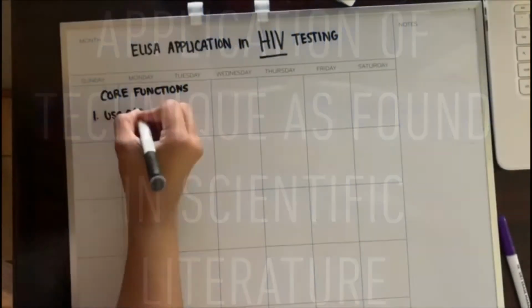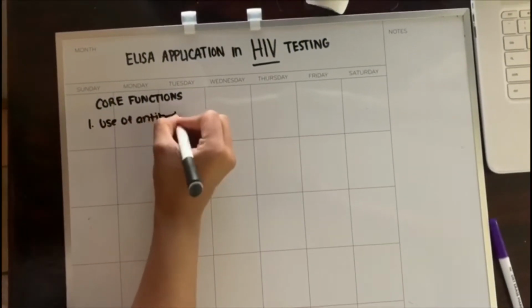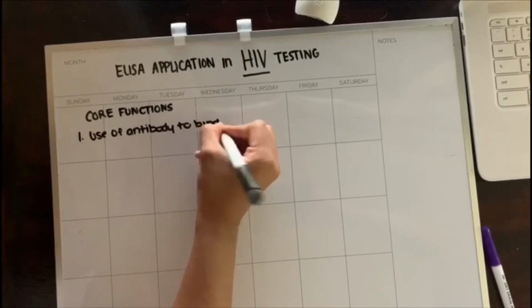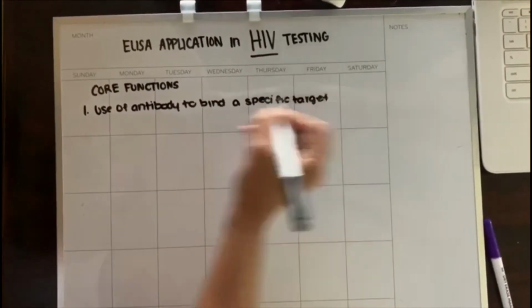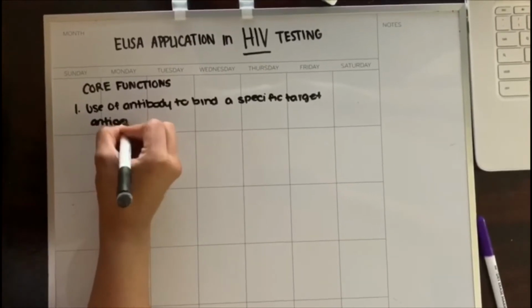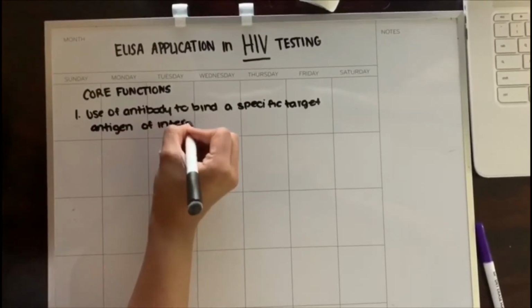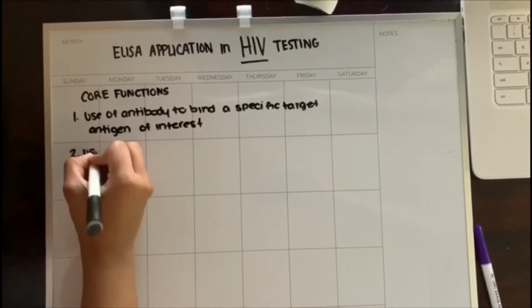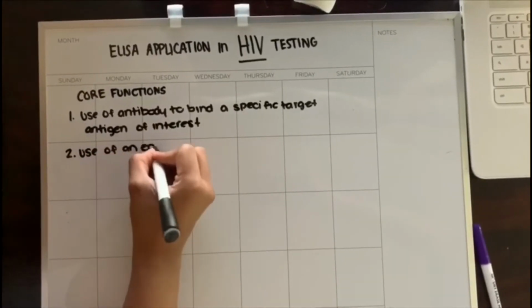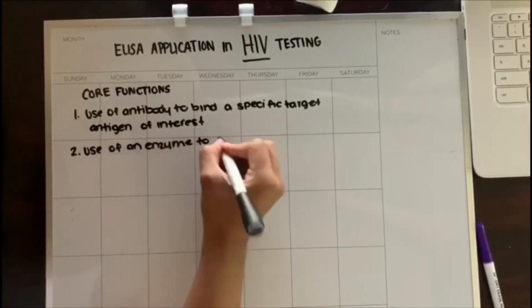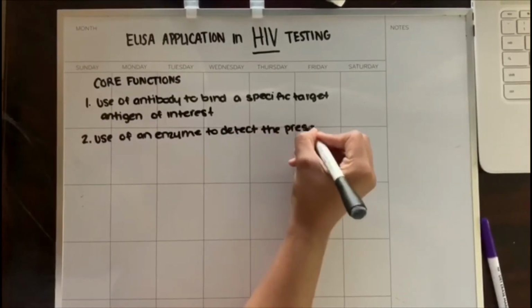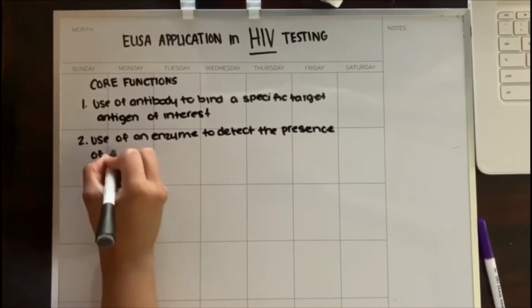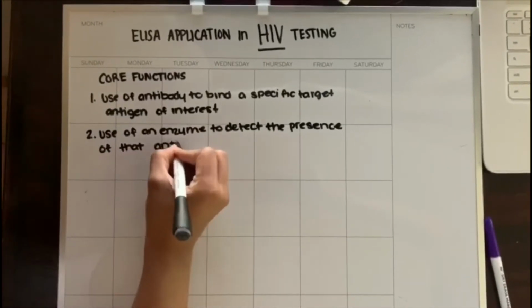Hello, welcome to the last part of the ELISA instructional video. We will be analyzing the application of ELISA in HIV testing. ELISA stands for Enzyme-linked immunosorbent assay. As you have probably seen earlier in the video, ELISA consists of mainly two core functions. These core functions are as following: the use of antibodies to bind a specific target antigen of interest, and the use of an enzyme to detect the presence of that antibody.